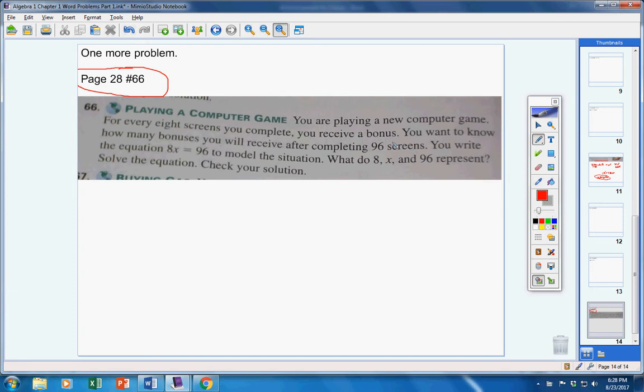You're playing a new computer game. For every 8 screens that you complete, you receive a bonus. You want to know how many bonuses you will receive after 96 screens. So you write this equation to model the situation. Here we go. 8x. Now you guys know that 8x means 8 times x. So 8 times x equals 96.